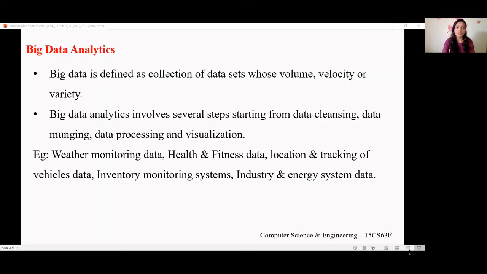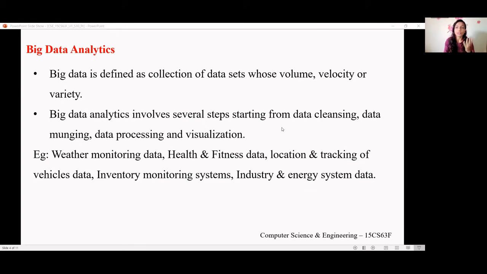Okay. So big data is defined as a collection of data sets whose volume, velocity, or variety will be large. Volume, velocity, or variety will be very large in big data. And this big data involves several steps to analyze. Big data is different, analysis is different. Big data means lots of data, whereas analytics means using this data, analyzing it, and coming to a conclusion.